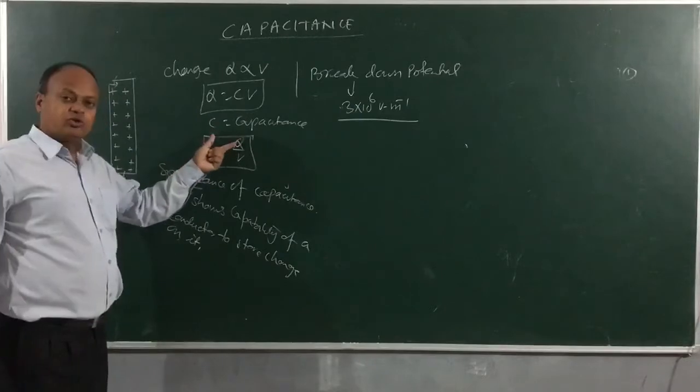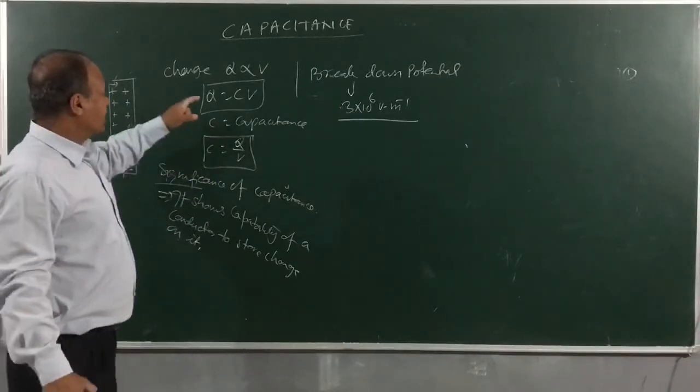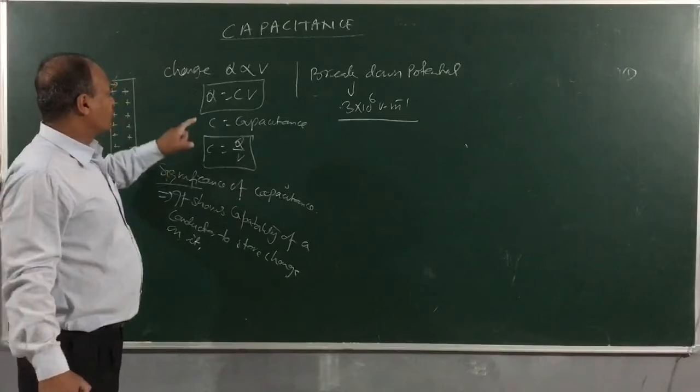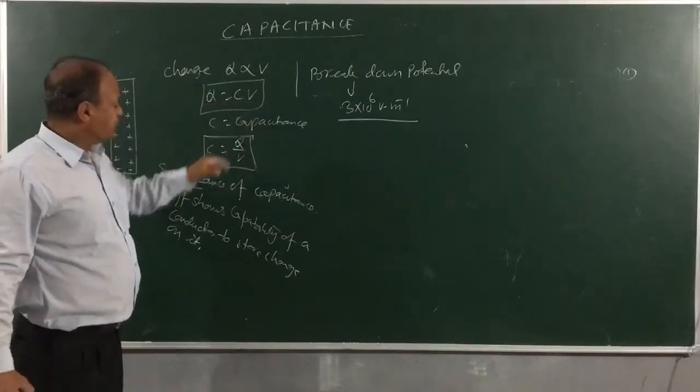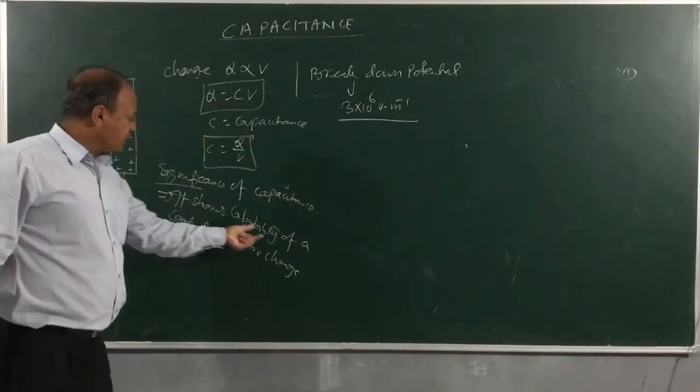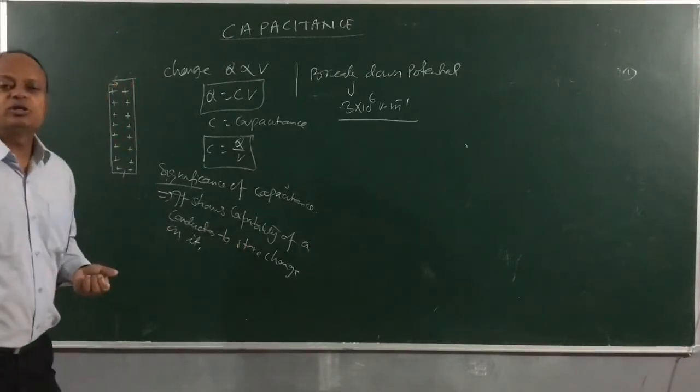C is equal to Q by V. So we understood here the charge is directly proportional to potential, or Q is equal to C into V, where C is a constant which shows capability of a conductor to store charge on it.